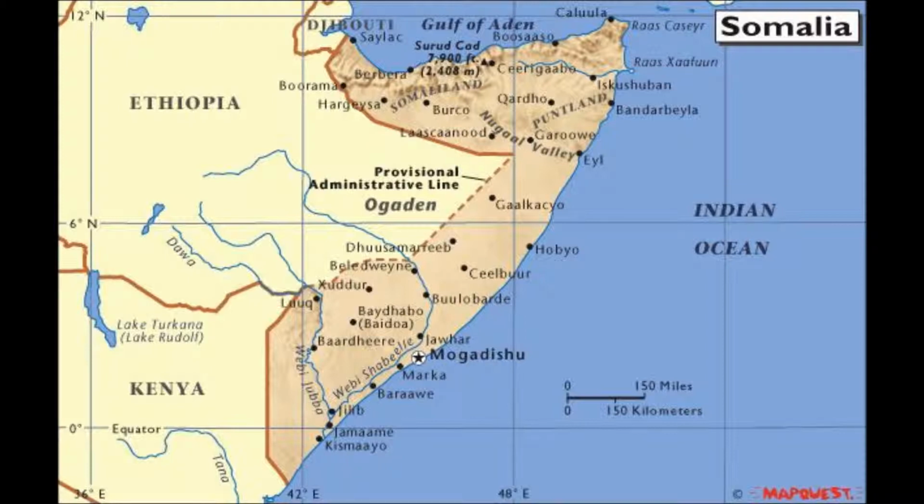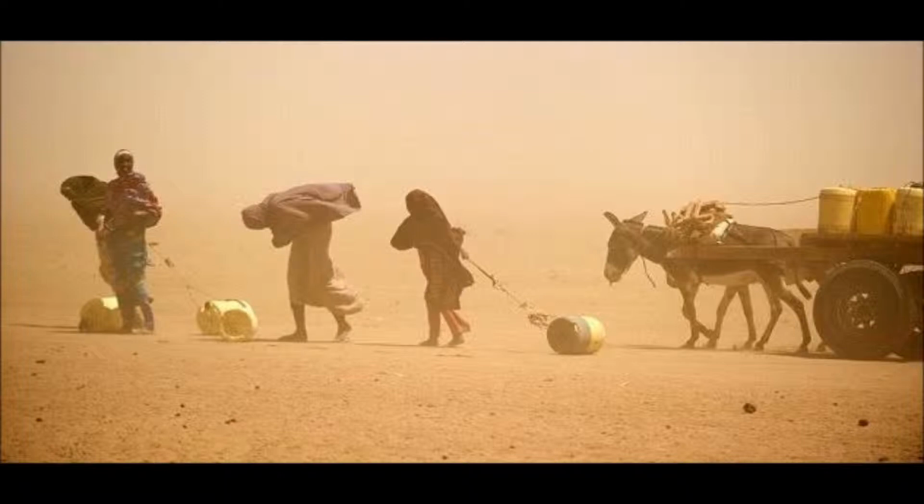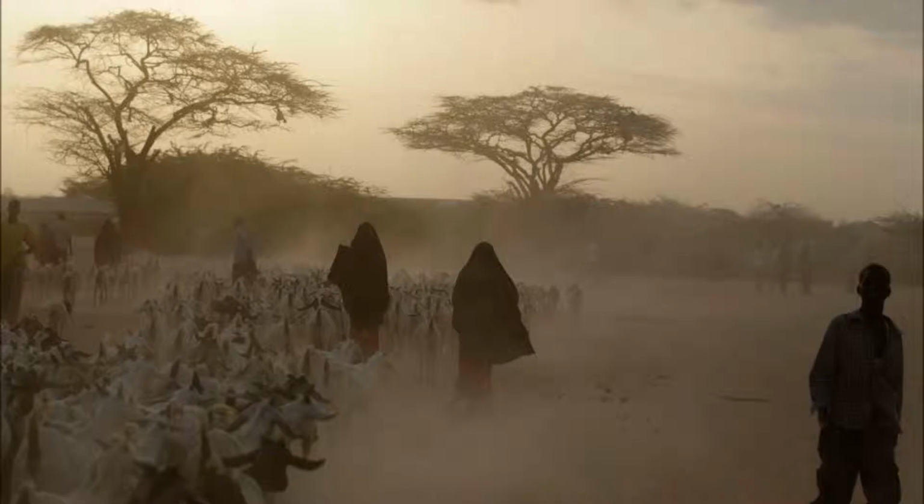Drought. There is no question that the drought that affected the entire region was a major trigger of the famine. Rainfall during the Deyr season in late 2010 in many areas of the Greater Horn was at the lowest recorded level in 50 years.